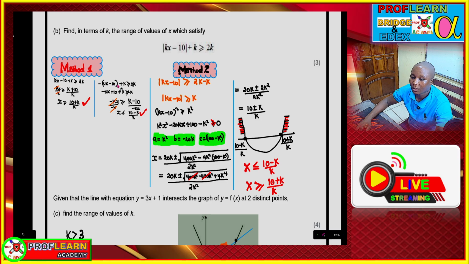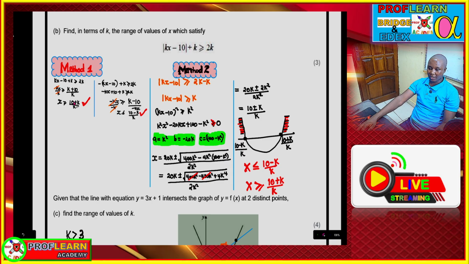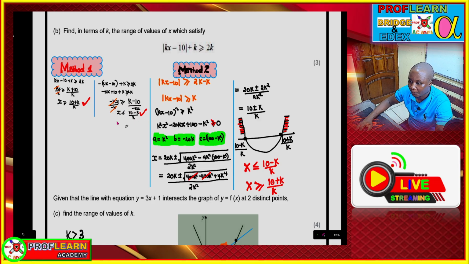Now if whatever was in the modulus is negative, then we are going to have negative kx minus 10 plus k is greater than or equal to 2k. So also this, you can see if you expand the negative, you distribute it inside whatever we have here, it is going to reduce to x is less than or equal to, because if you divide by a negative on both sides, if you are going to divide by negative k, this sign is going to flip and it becomes x is less than or equal to that. So that's one. Then the two answers are this and that for x, the range of values of x.